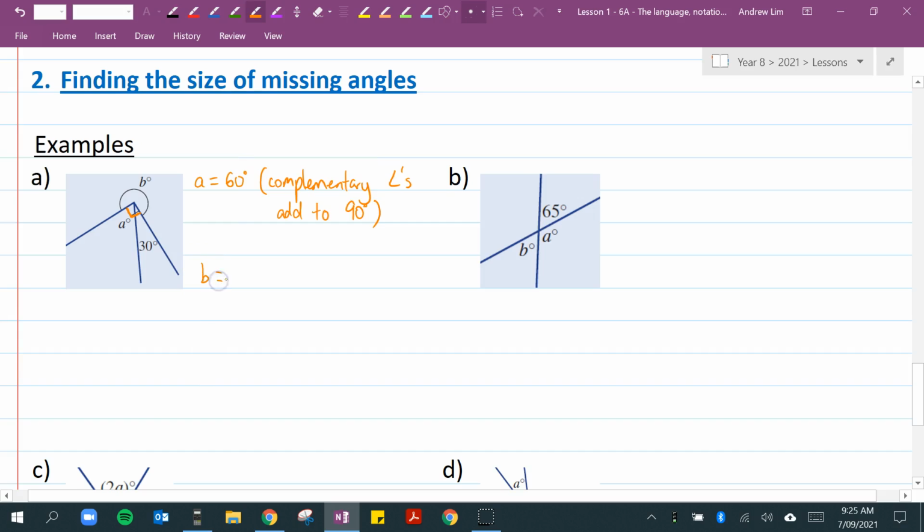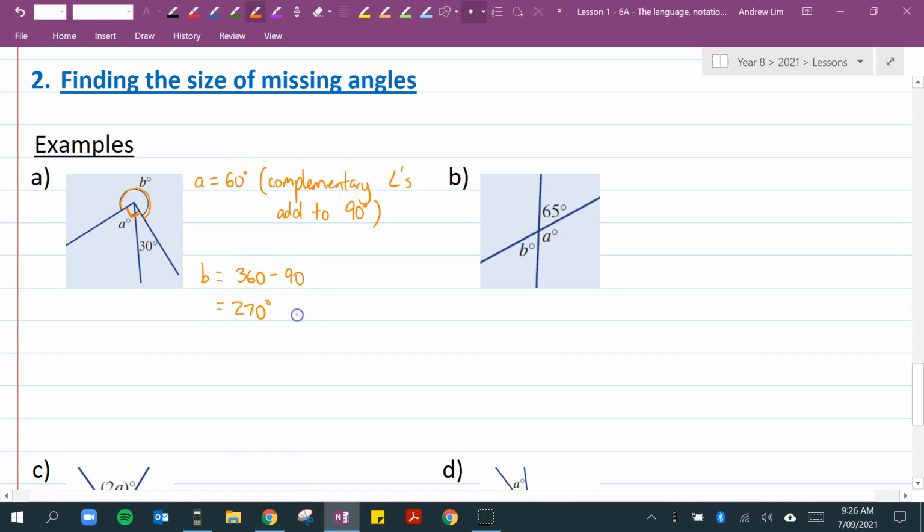What is B equal to? Well, we know that angles at a point add to 360 degrees. Okay. Well, we already have 90 degrees, so what's missing? B has to equal 360 minus the 90 degrees. And that's 270 degrees.